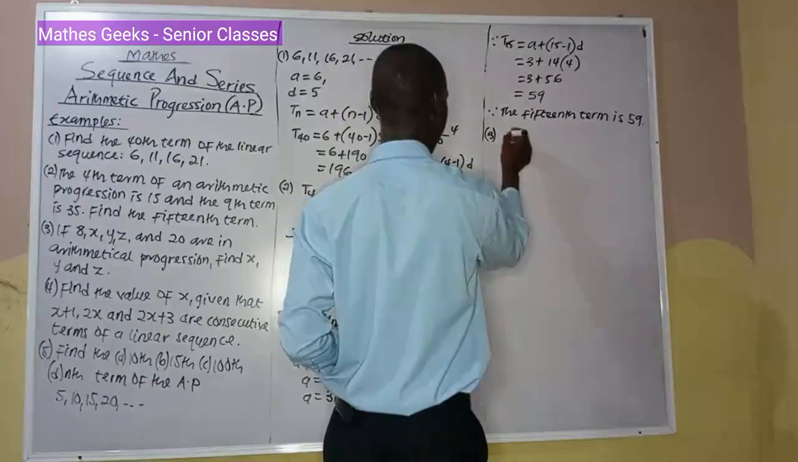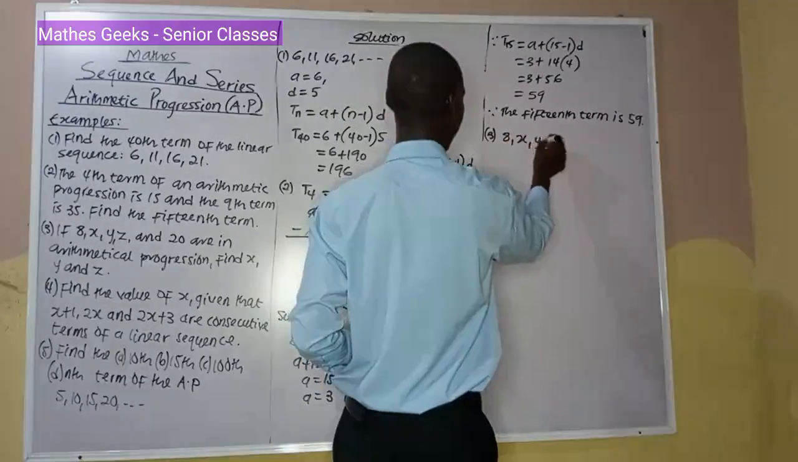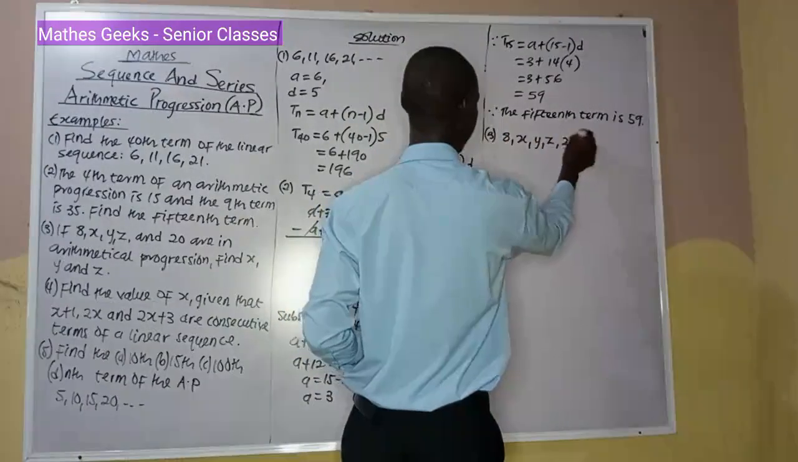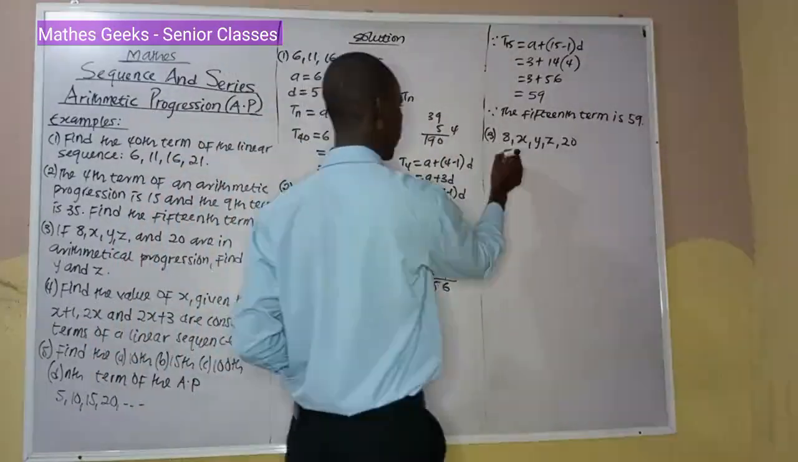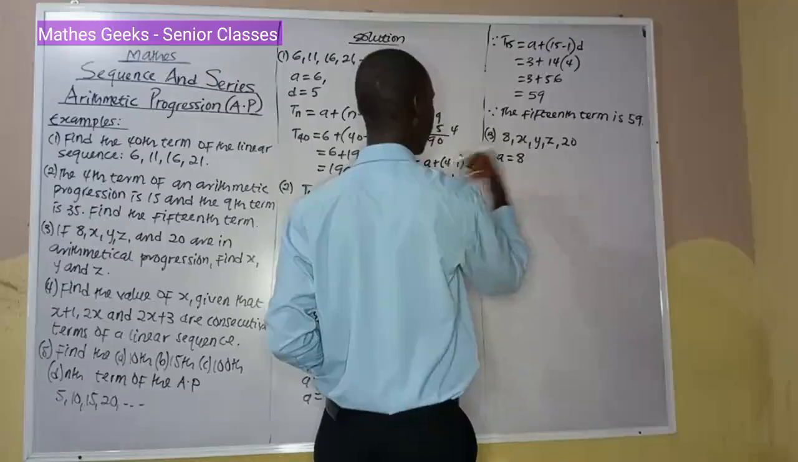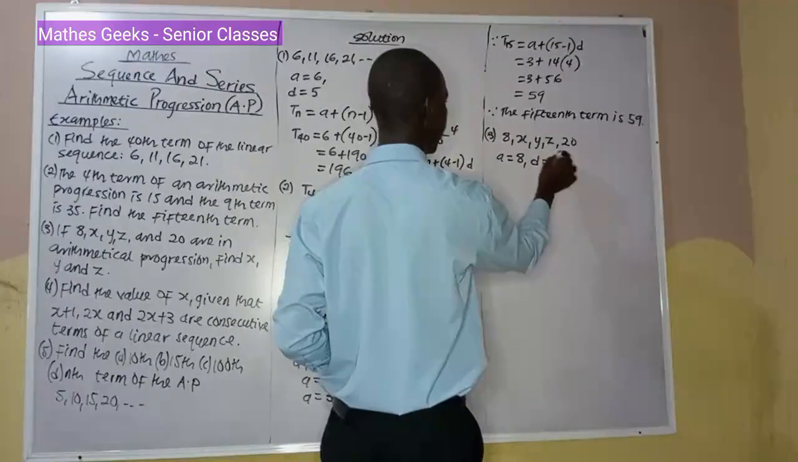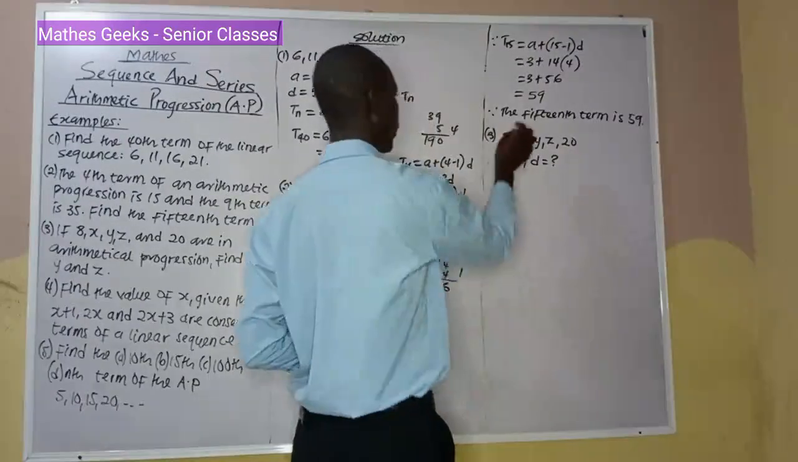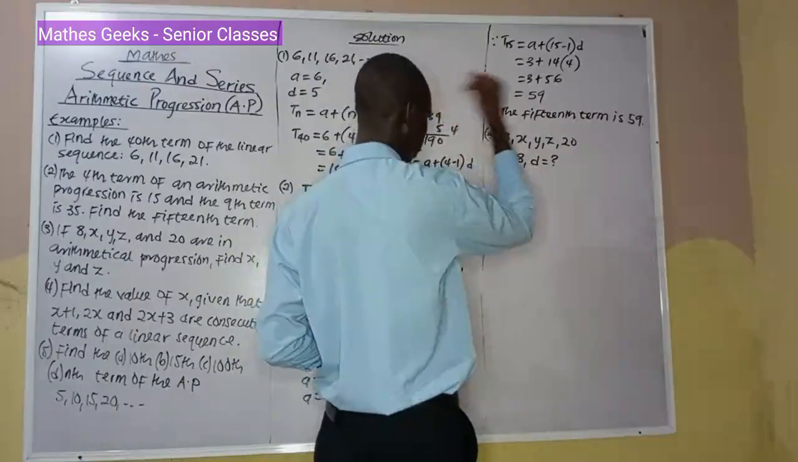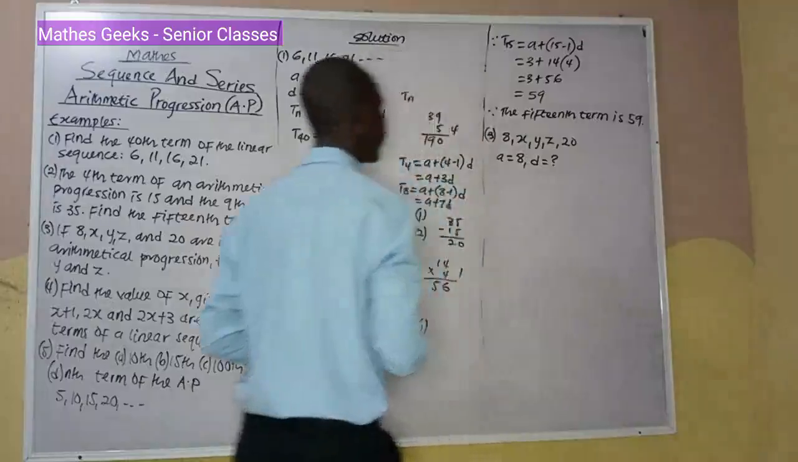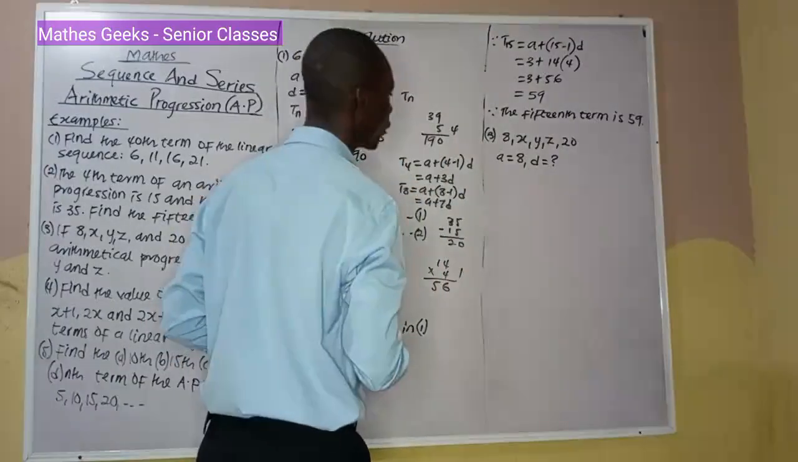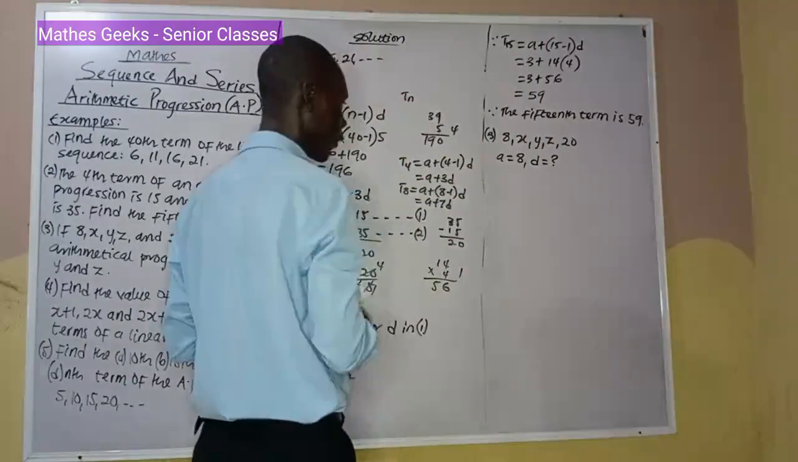Number 3. Your sequence is 8, x, y, z, 20. In this particular case, our first term is 8. A is equal to 8, and our common difference is unknown because there's no way we can remove 8 from x, and no way we can remove y from x to get the exact value for the common difference. The common difference is unknown, but that is not a problem. There's a way we can get the common difference.